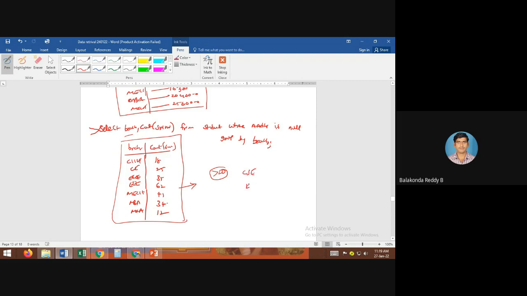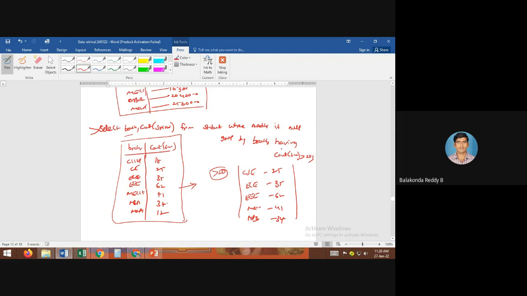CSC, ECE. Guys, listen carefully, this is the most important. Mechanical, MBA. Observe this: only these branches are not having Aadhaar numbers. The condition is count above 20. Here I am applying the condition on the group by, which is called HAVING. This GROUP BY branch HAVING condition. What is that condition? Count of roll number greater than 20.